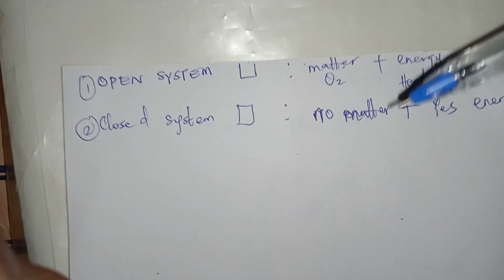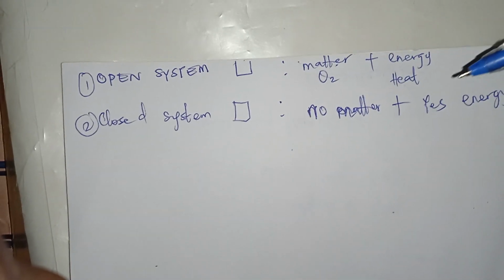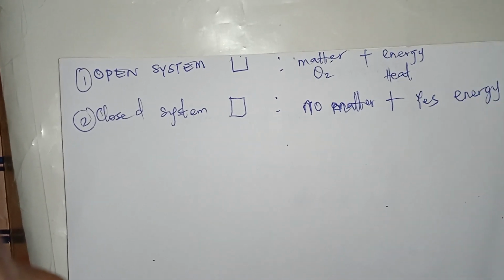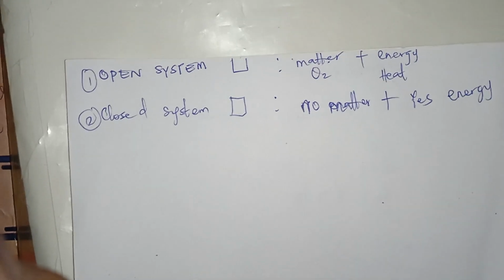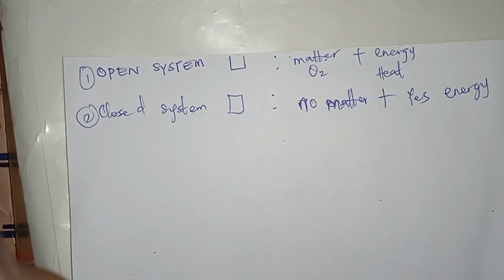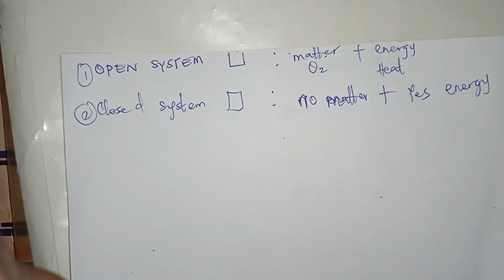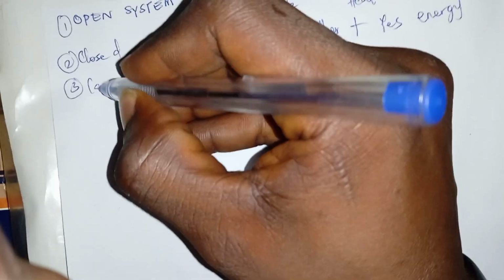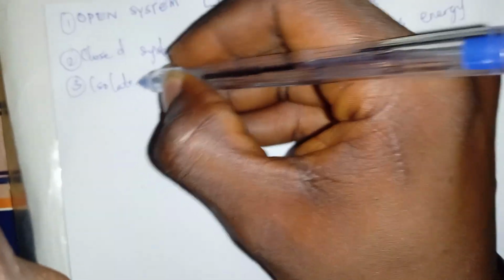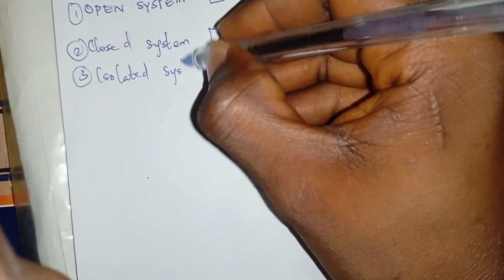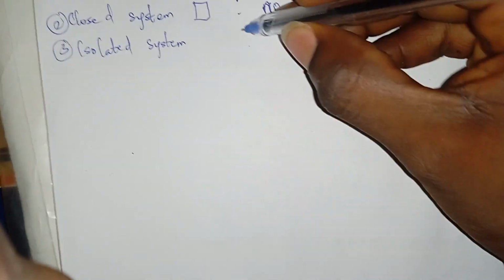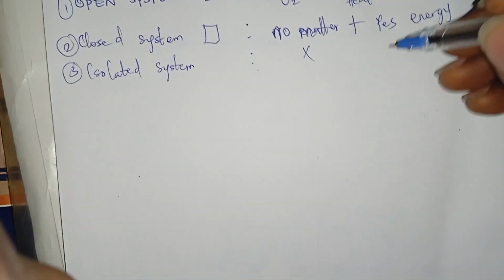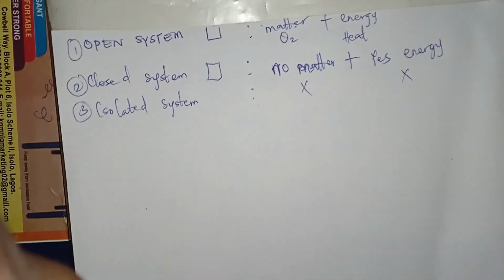Alright, so we have the open system. A system that exchanges matter and energy is an open system. Then we have the closed system. A system that exchanges energy but cannot exchange matter is a closed system. Then we have the isolated system. Any system that cannot exchange matter and cannot exchange energy is called an isolated system.